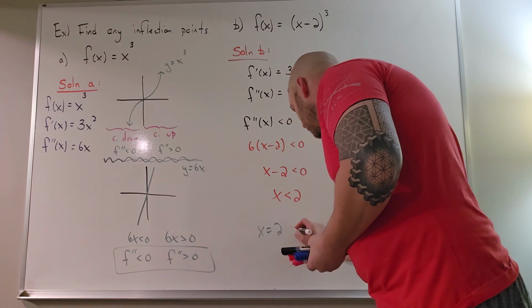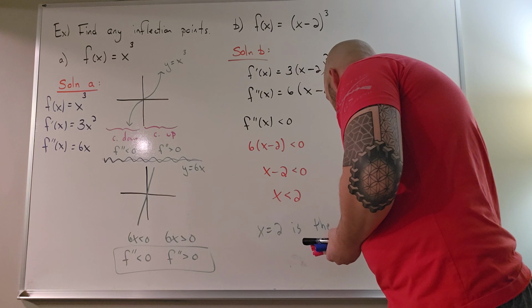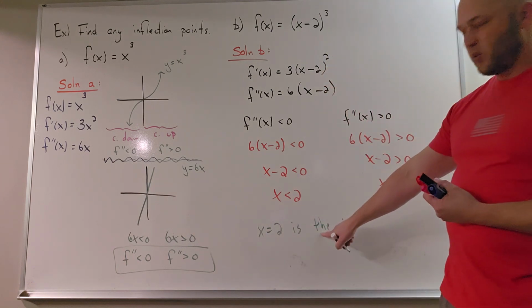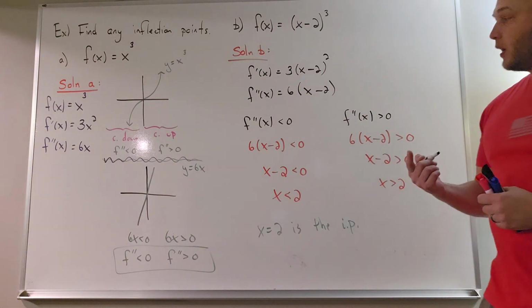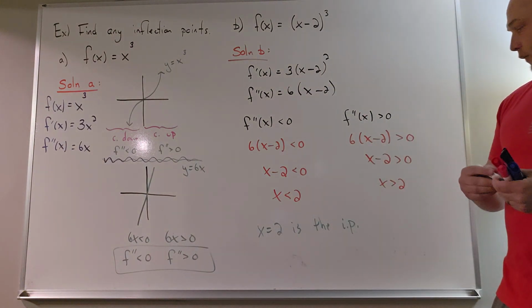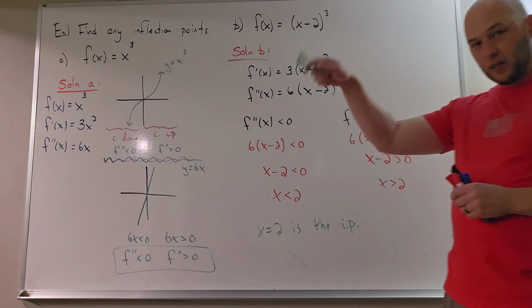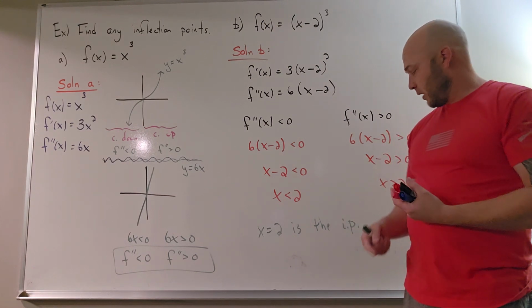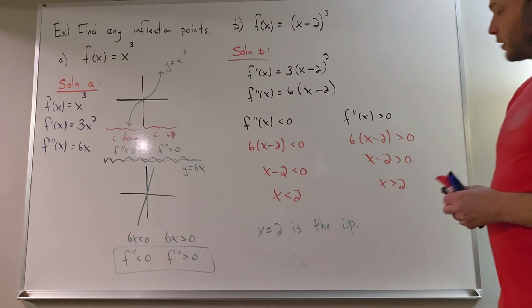X equal to 2 is the inflection point. Again, I emphasize the word "the" in this case, just to make it sound like there's only one. There could be many inflection points. Think of a trig function, like the sine function, where it just repeats over and over. There's going to be infinitely many. So there could be anywhere from no inflection points to a finite number to infinitely many, all sorts of cases.